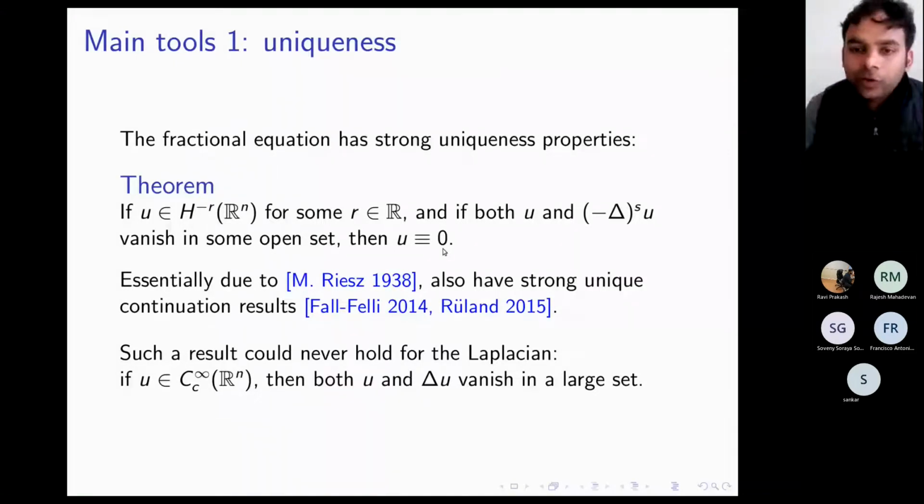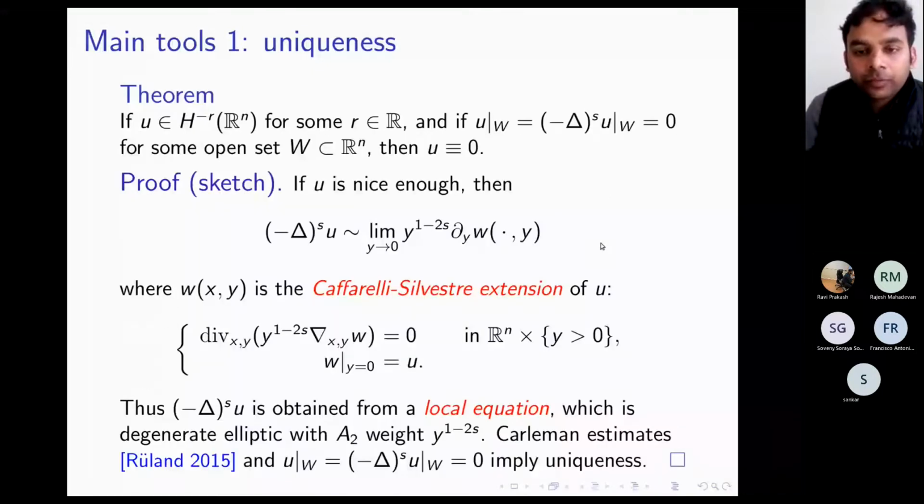And certainly this result is not true if you put s equals 1, because you can take any C-infinity compactly supported function, and outside that support, u and Laplace u both are 0. But from that information, you can't say anything about u. You still could be non-zero. But here, if both are 0 outside the support of u, then u is 0 in the whole Rn. It's identically the 0 function.